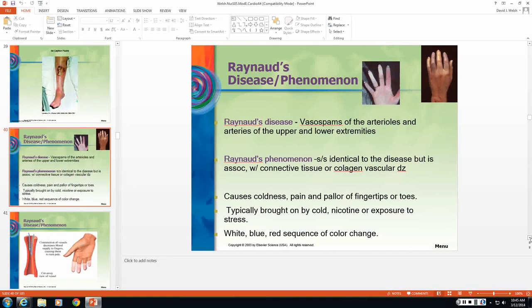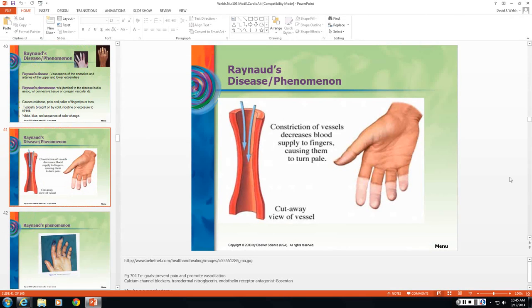Now, remember we talked about they're going to have a sequence of change in colors. So, it's going to go from white, blue to red in color. If you look at the hands on this slide, you can see the different colors. Now, like we said, Raynaud's is caused by constriction of the vessels that decreases the blood flow to the fingers, causing them to turn pale, or to the toes. This just shows a cutaway of a vessel.